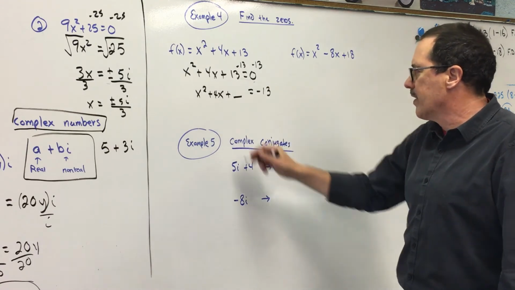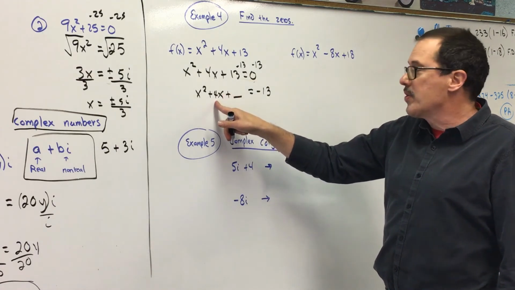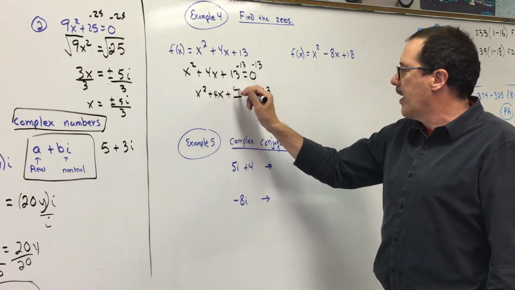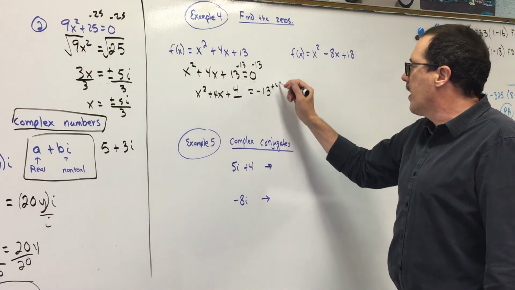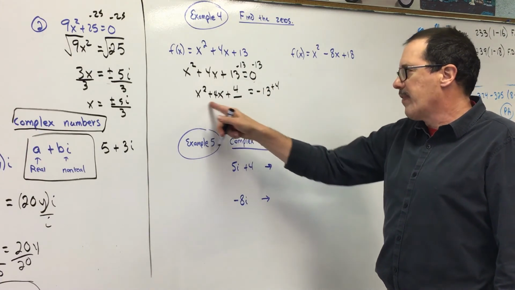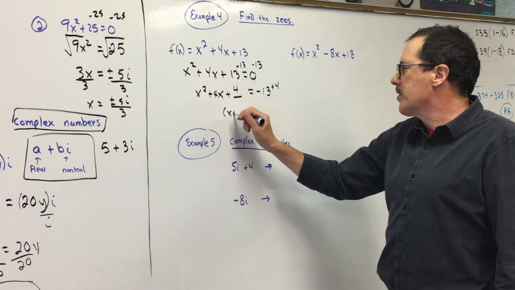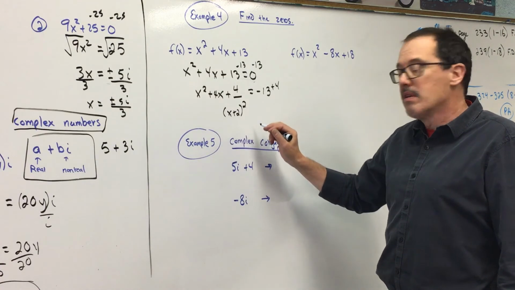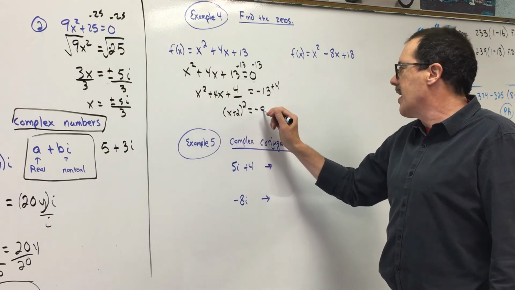I think we're going to run into this. Okay, half of 4 is 2. 2 squared is 4, so I'm going to add 4 here. I'm going to add 4 here. So then if I put this together, I get x plus 2 squared is equal to negative 9.